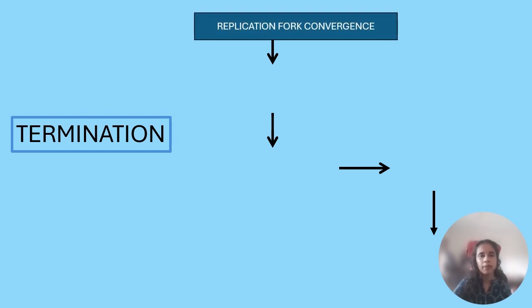First is replication fork convergence. The converging replication forks meet each other and complete the new DNA synthesis at the termination zone. Often they are marked by certain specific terminator sequences and proteins like Tus, which is there in E. coli for prokaryotes.